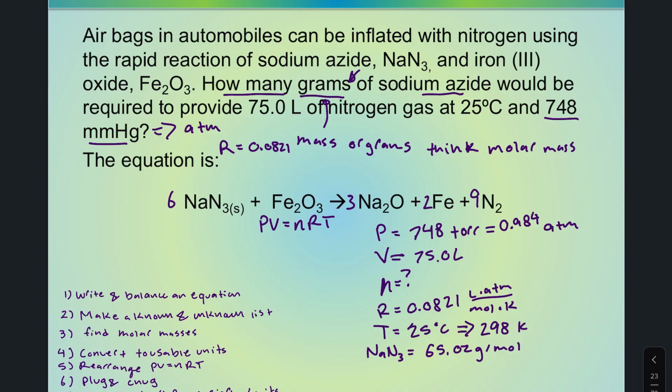Okay, I'm going to erase this so I have a little bit more space, but we now have it in atmospheres. We've converted all of our units to usable ones, and then we need to rearrange PV equals nRT. We're trying to solve for n, the number of moles of nitrogen. We will divide by RT on both sides, and we end up getting PV over RT equals n. Excellent.